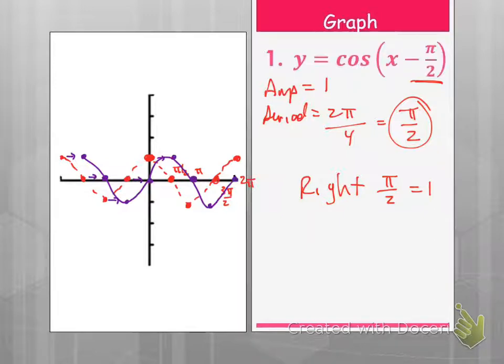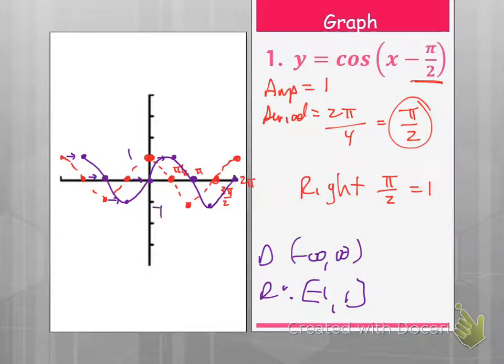Right? We could still talk about our domain and range if we wanted to, which our domain is still going to be negative infinity to positive infinity. Our range now bounces still between -1 and 1, which we didn't label on our y-axis, and we should have. Okay? So there you go.